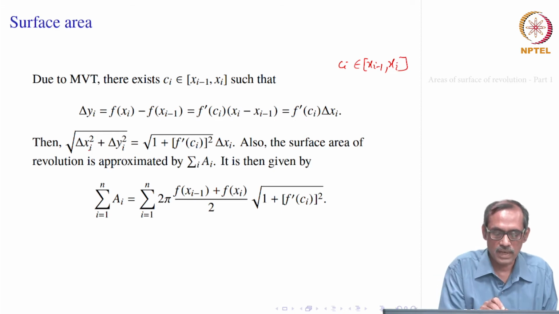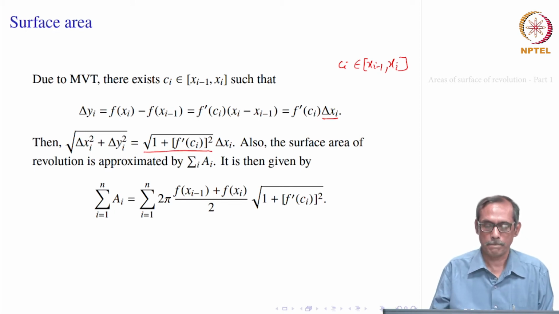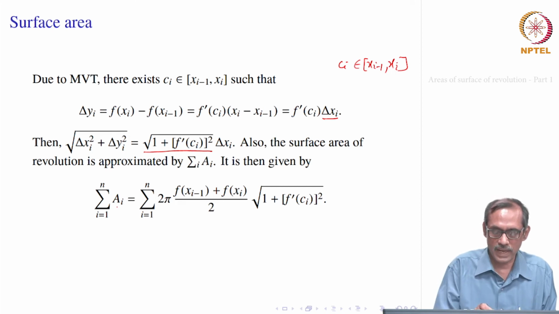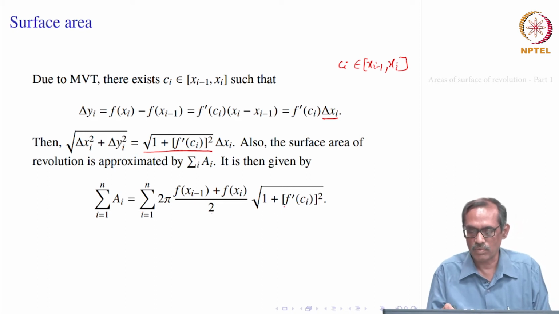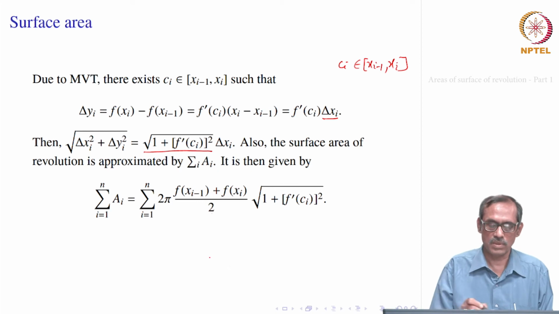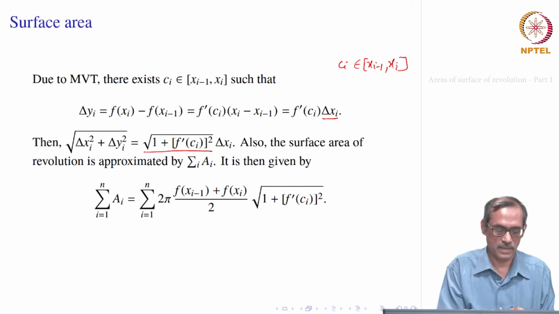So, with this now, delta x I square plus delta y I square will be equal to delta x I square into 1 plus f prime C I square, and we want its square root. So, it is square root of 1 plus f prime C I square times delta x I. So, once this is obtained, our A I was 2 pi into R, which is f of x I minus 1 plus f of x I by 2, times square root of delta x I square plus delta y I square. We now replace it by square root of 1 plus f prime C I square times delta x I. So, this is how the sum of all the approximated areas look like.